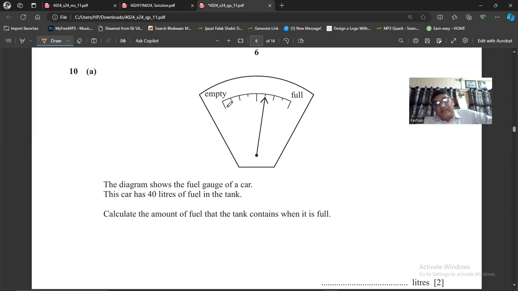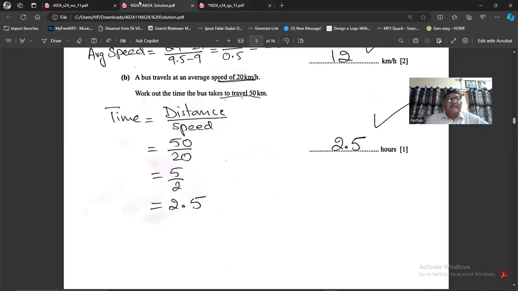So how many are full now? 1, 2, 3, 4, 5. So there are a total of 8 parts. 5 parts are full. So out of 8 parts, 5 parts are full, and that represents 40 liters. So 5 by 8 of the total fuel is equal to 40 liters.